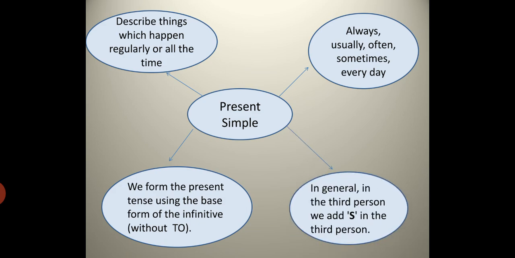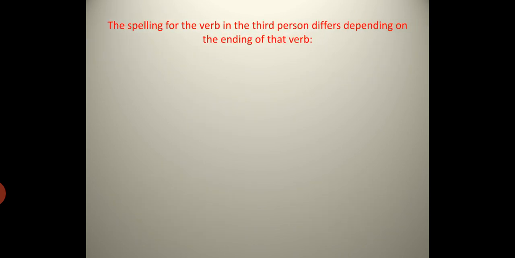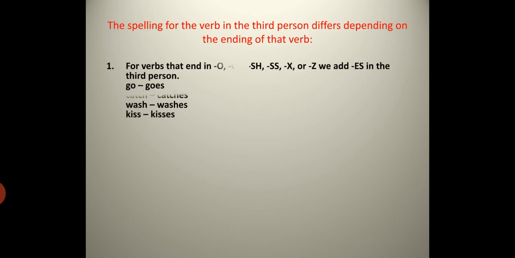In general, in the third person we add s. The spelling for the verb in the third person differs depending on the ending of that verb. For verbs that end in o, ch, sh, double s, x or z, we add es in the third person. For example, go, goes, catch, catches, wash, washes, kiss, kisses.